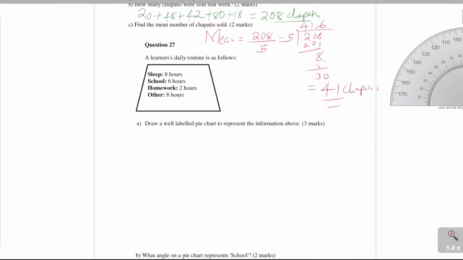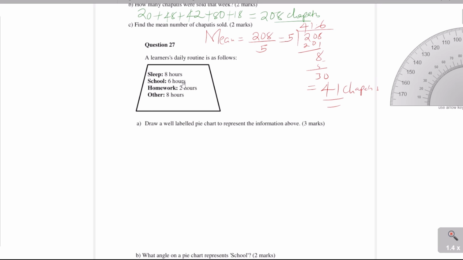Question 27. A learner's daily routine is as follows. Sleep 8 hours, school 6 hours, homework 2 hours, other 8 hours. Draw a well-labeled pie chart to represent the information above. So you're required to draw the pie chart, and to draw it, you're required to have the angle represented by each. Sleep, what angle? School, what angle? Homework, and others. So you should know that the sum of angles in a circle or angles at a point should be 360.